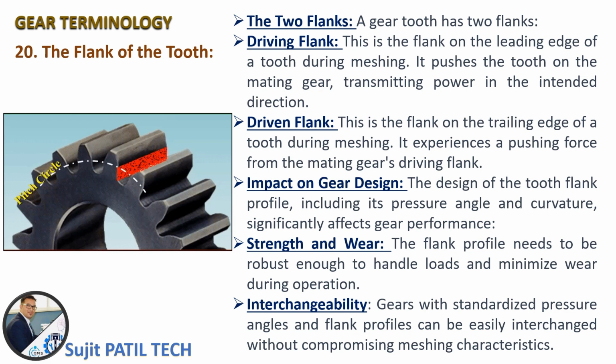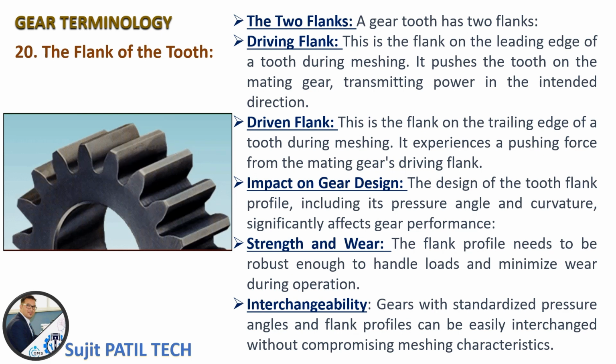A gear tooth has two flanks. Driving flank. This is the flank on the leading edge of a tooth during meshing. It pushes the tooth on the mating gear, transmitting power in the intended direction. Driven flank. This is the flank on the trailing edge of a tooth during meshing. It experiences a pushing force from the mating gear's driving flank.